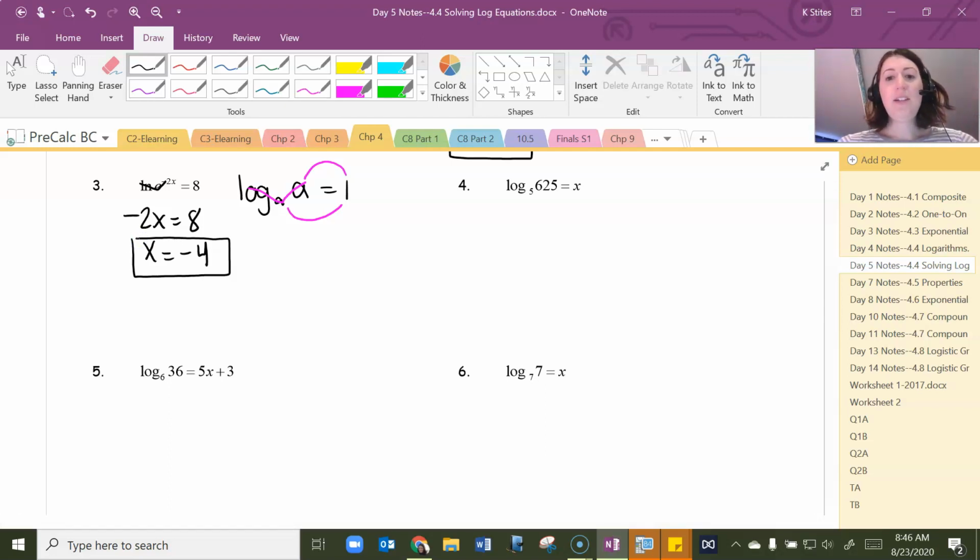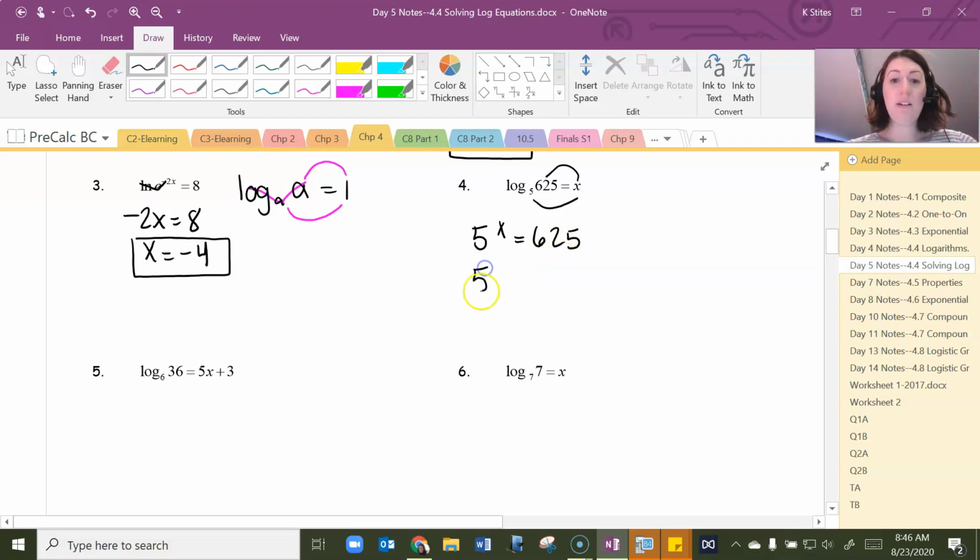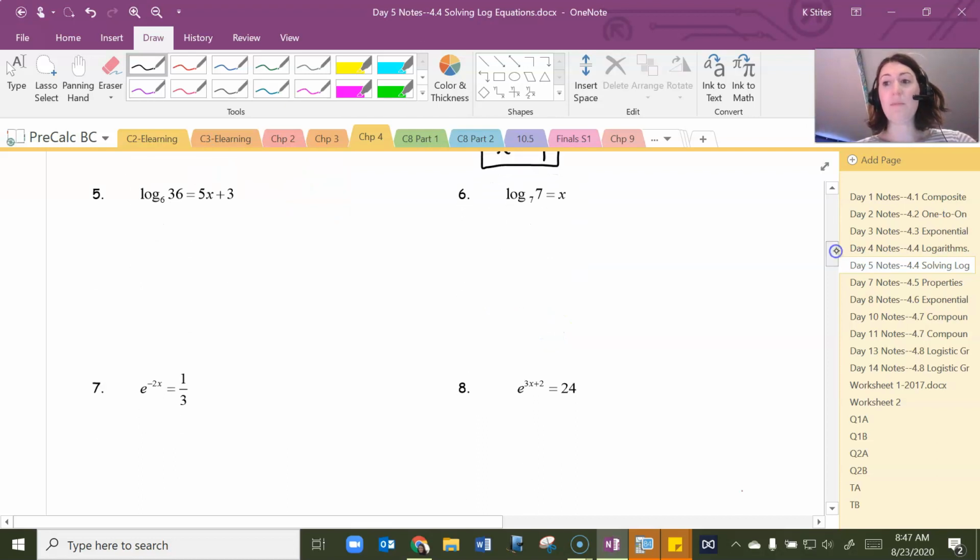Next, again, I just prefer to move to exponential form. So I'm going to say 5 to the x equals 625, or you could certainly exponentiate this if you'd like. And then we can rewrite 625 as the same base. It's 5 to the 4th actually, and you can use your calculator to figure that out. And then x would just be 4. So most of these are pretty quick. We'll get to some harder ones later.